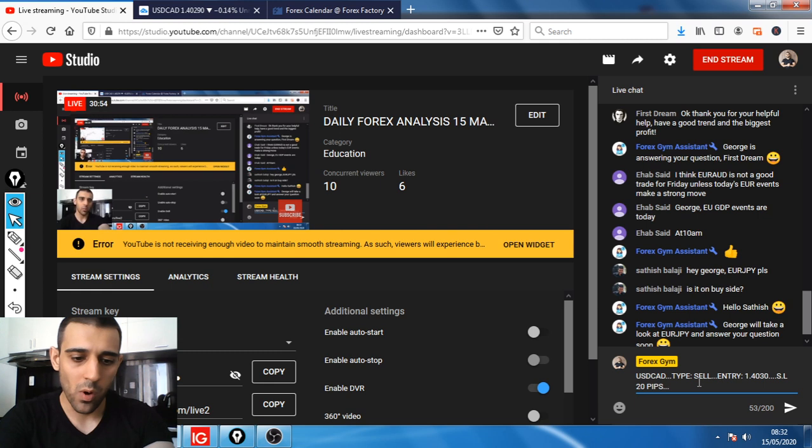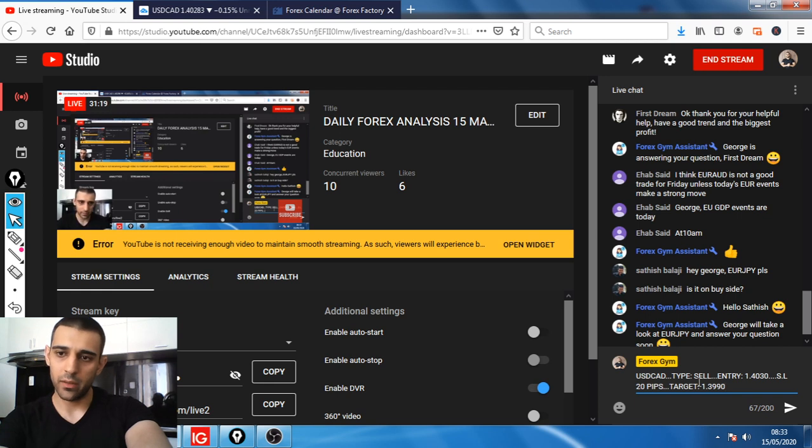If you feel a bit more adventurous, you can give it a 15 pip stop loss. Probably that's what I'm gonna do, depending if I get it, unless I get a better entry a bit further up, then I will give it 20 pips. And the target is at 139.90. So this is more like a day trade on this one.